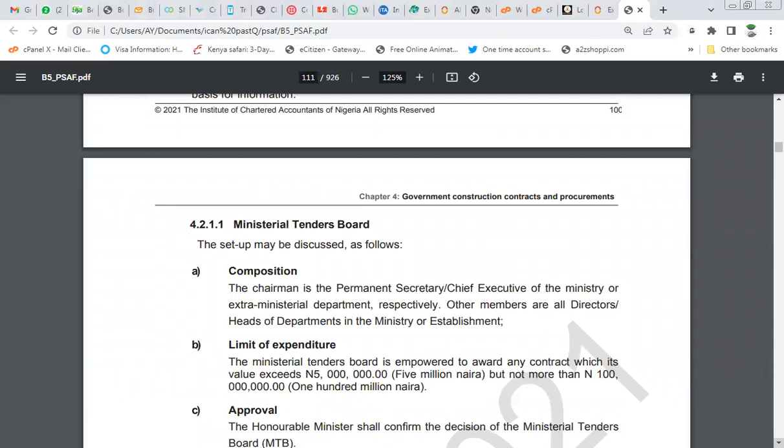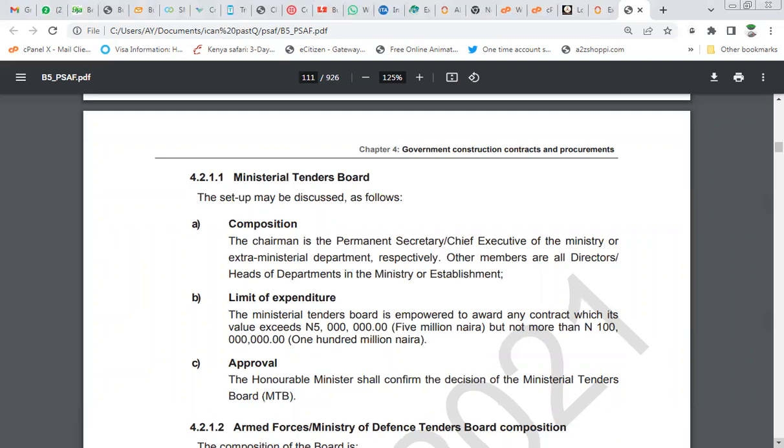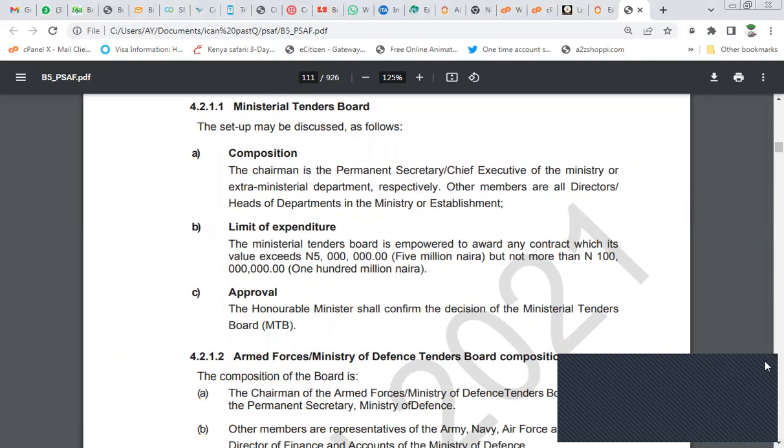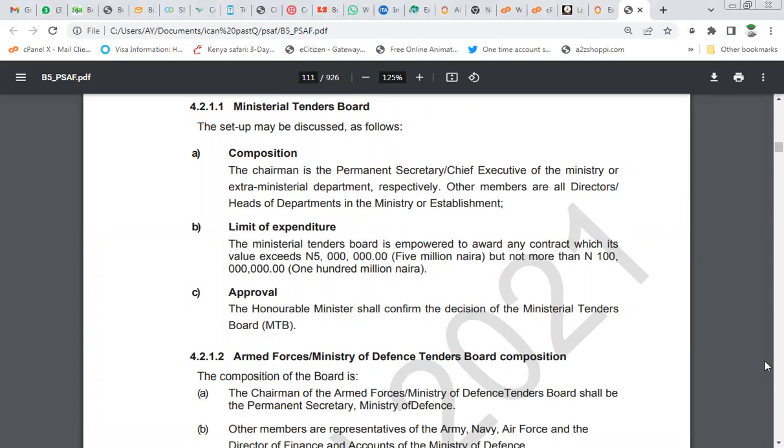We also have the Ministerial Tender Board. The setup may be discussed as follows. The composition: the chairman is the permanent secretary or chief executive officer of the ministry or extra-ministerial department, respectively. Other members are all directors and heads of departments in the ministry or establishment. Now, limit of expenditure, that's the limit of contract they can award. The Ministerial Tender Board is empowered to award any contract whose value exceeds 5 million, but not more than 100 million. So here, under the Ministerial Tender Board, they can award a contract above 5 million, but not more than 100 million.